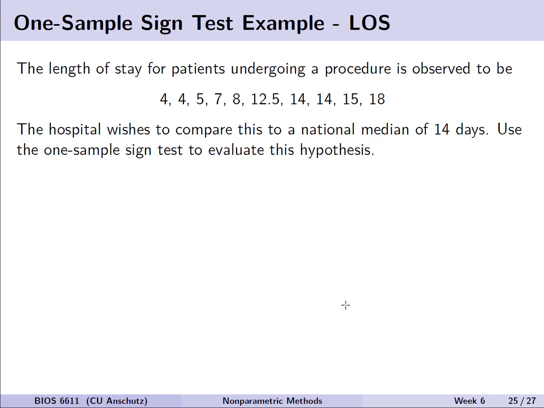As a final change of gears, let's see a case of the one sample sign test to compare the median to some presupposed null value. We'll look at this case of length of stay for patients undergoing a procedure, where we observe at a hospital a range from 4 up to 18 days. The hospital in question wishes to compare this to the national reported median of 14 days for length of stay for patients who have this procedure. In this case, we'll use the one sample sign test to evaluate this hypothesis, implemented in R on the following slide.